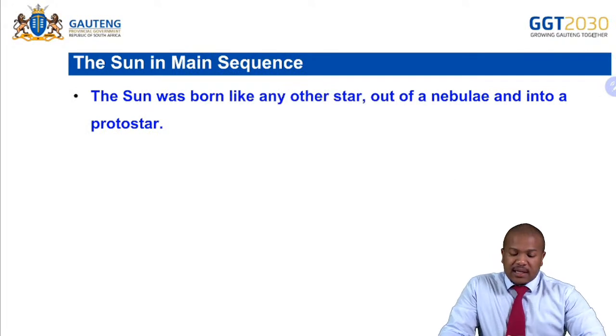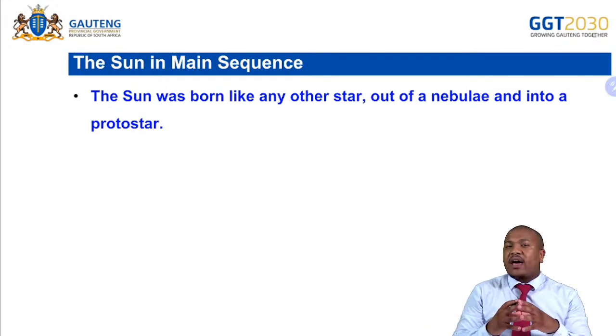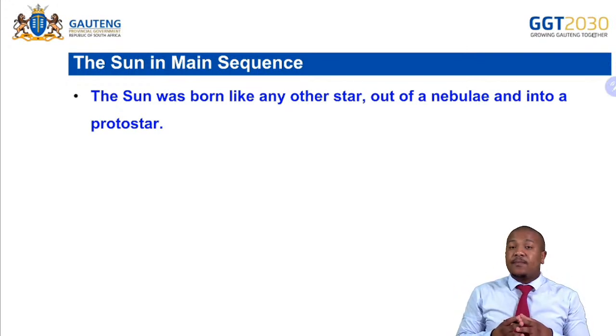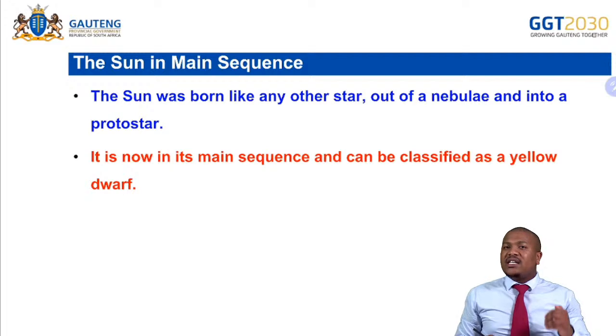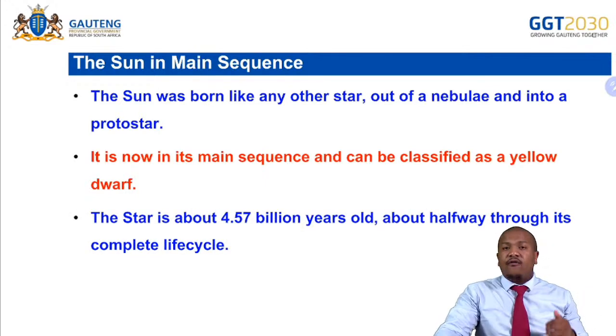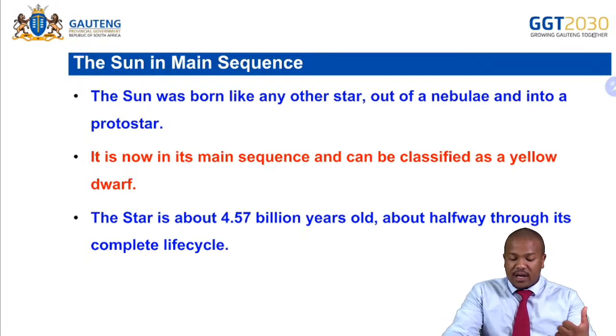So now, the sun was born like any other star, out of a nebula, a group of gas particles and dust particles, and into a protostar. So it is now in its main sequence and can be classified as a yellow dwarf because of its color. The star is about 4.57 billion years old and about halfway through its life cycle.